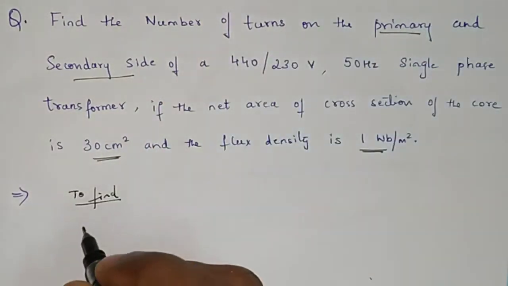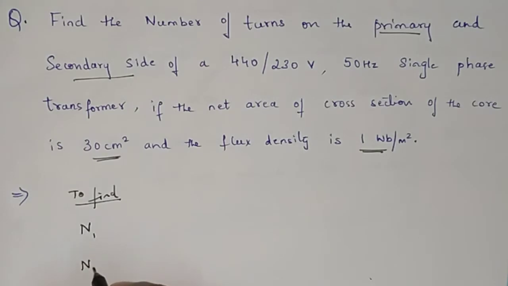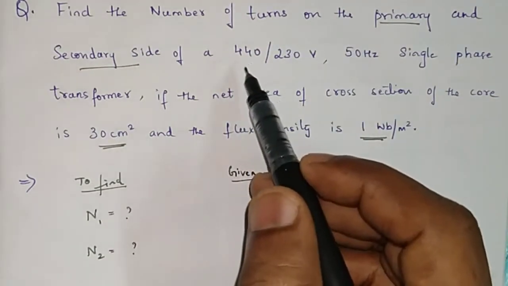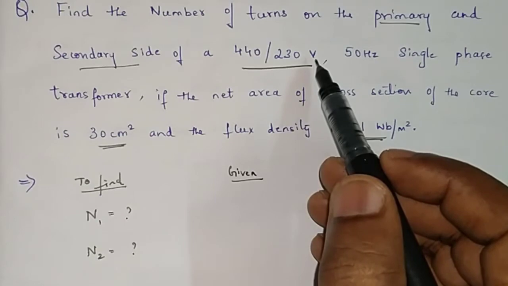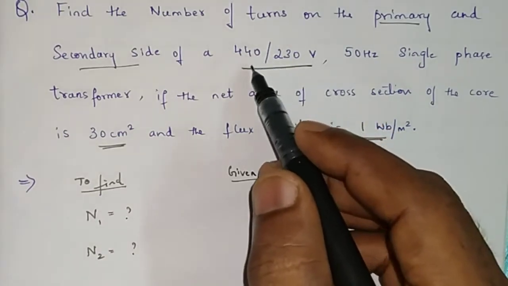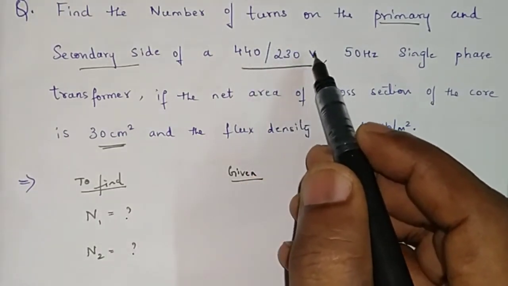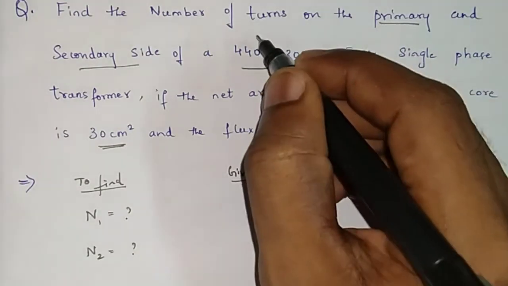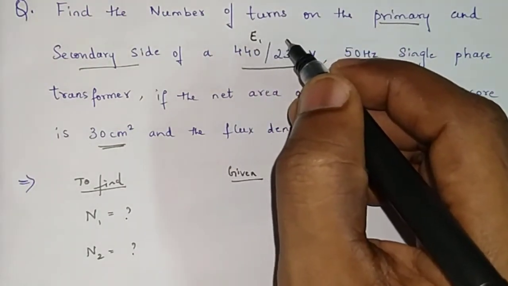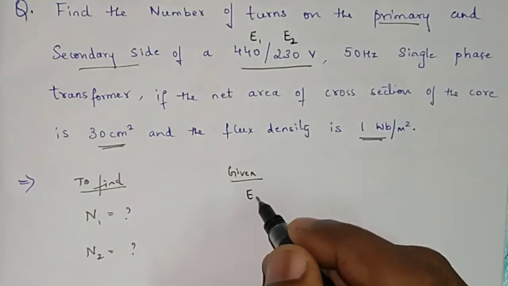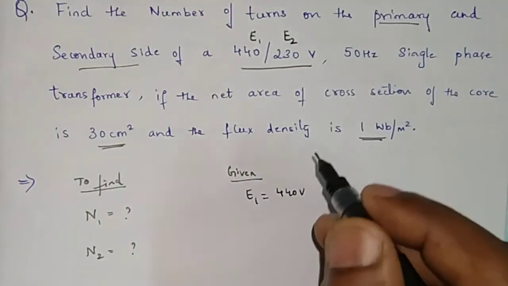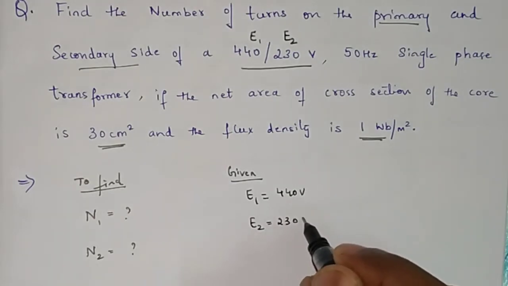Number of turns on the primary and secondary side, that is N1 and N2, which represent the primary and secondary number of turns. Now we will write what is given. They have mentioned here 440 or 230 volt. It means they have given the value for voltage, that is induced EMF. Whenever they give 440/230 volt, it means this is the value for induced EMF. This will be primary induced EMF. The second one will be secondary induced EMF. So we'll write down E1, which is given as 440 volt. E2 is given as 230 volt.